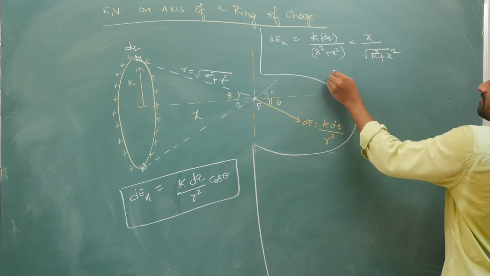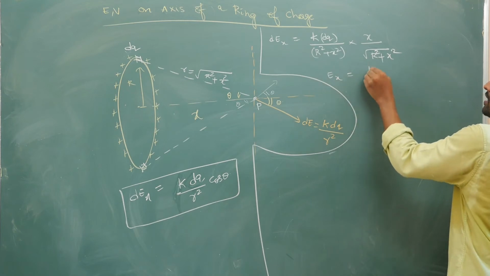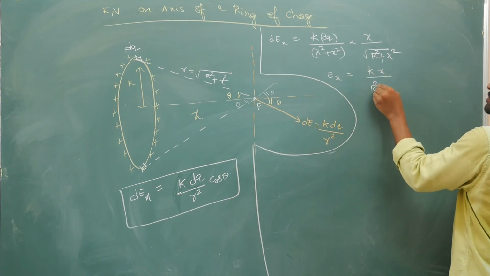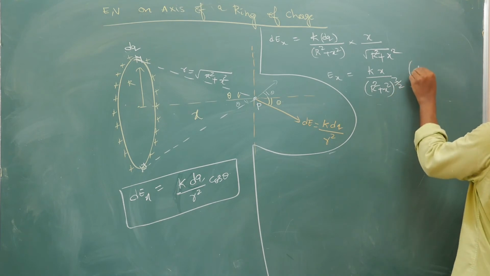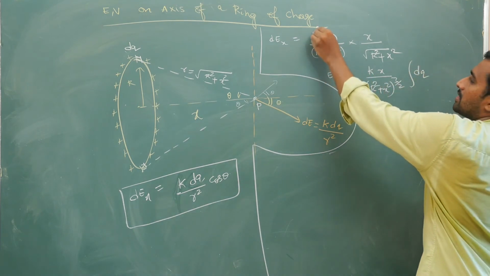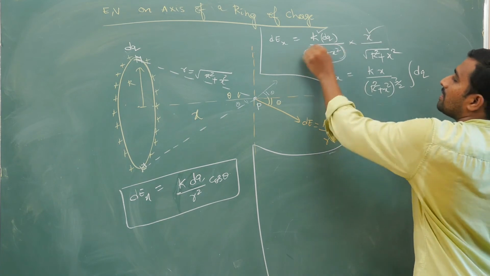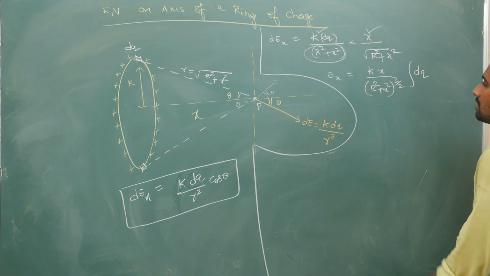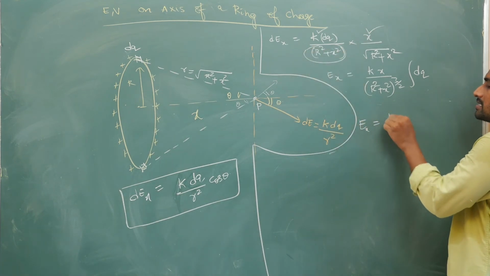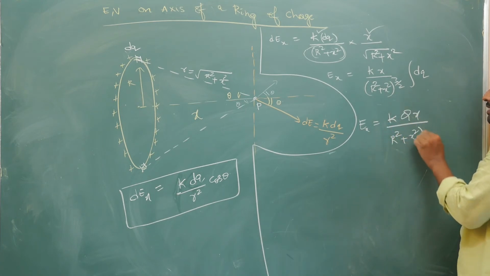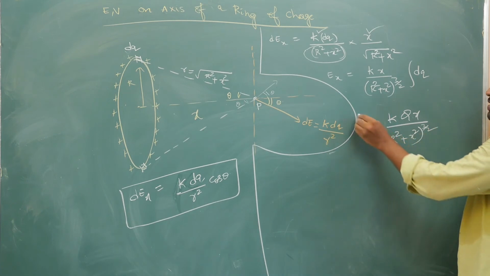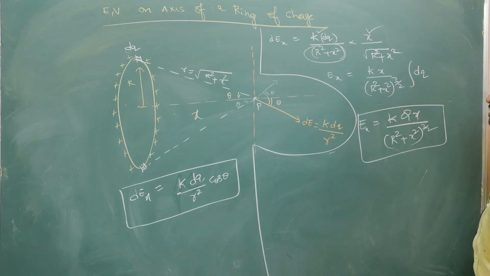Now if you simplify this to get E, you are going to get kx by r square plus x square whole power 3 by 2 times integral dq, because k is constant, x is constant, and for all the elements this r square plus x square is constant. So you are going to get Ex is equal to kqx by r square plus x square whole power 3 by 2. So this is what you are going to get for the field.